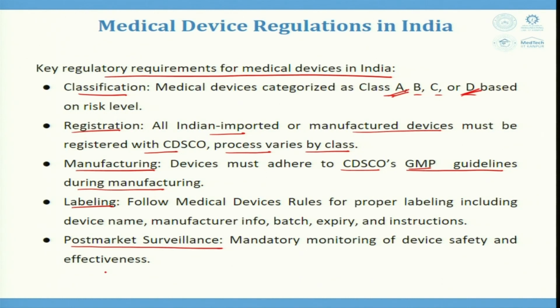Labeling: to follow the Medical Devices Rules for proper labeling, it includes device name, manufacturer information, batch, expiry, and instructions. You can see that if you pick any medical device, these things are always there. Even on the drugs that you purchase, the expiry date is given and who has manufactured it. That is the person or the company who would be responsible in case of any failure, and that has to be labeled properly on the medical devices.